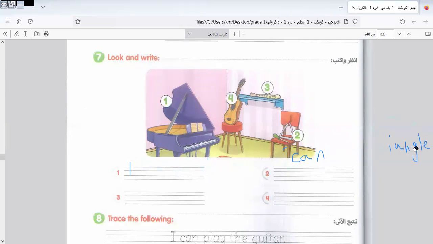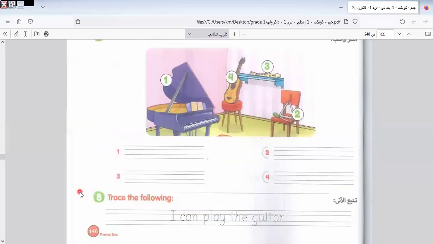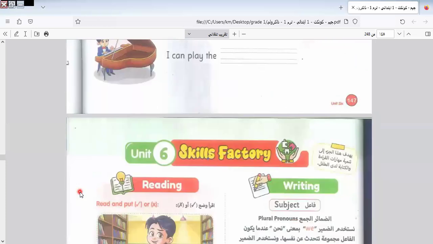Okay, let's continue the rest of the exercise. So I will leave another one to do by yourself.